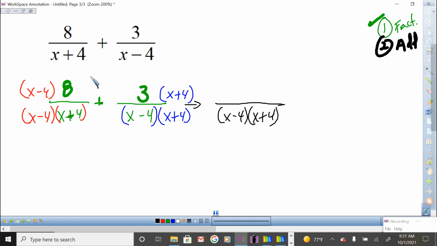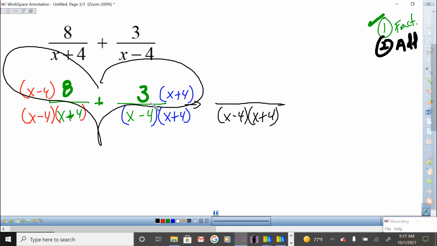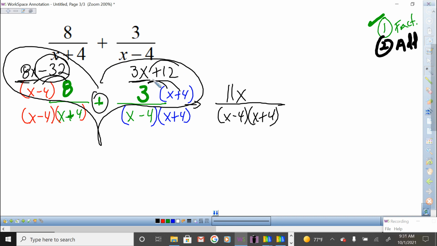Next, focus on the numerator. Leave space above here, because we need to distribute, right? Yes, Mr. Q. All right. So let's start with this one. What is 8 times x? 8x. What is 8 times negative 4? Negative 32. Okay. How about here? 3 times x is 3x, and 3 times 4, that's 12. And now we can add. Let's combine stuff. What is 8x and 3x? 11x. What is negative 32 plus 12? Negative 20.